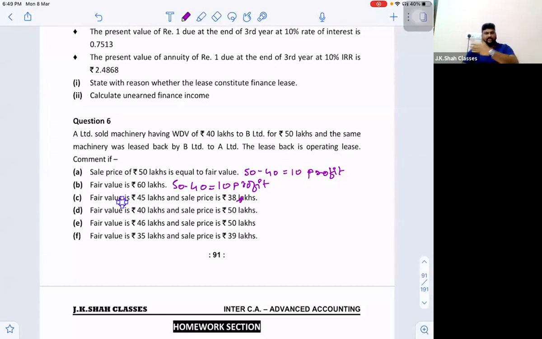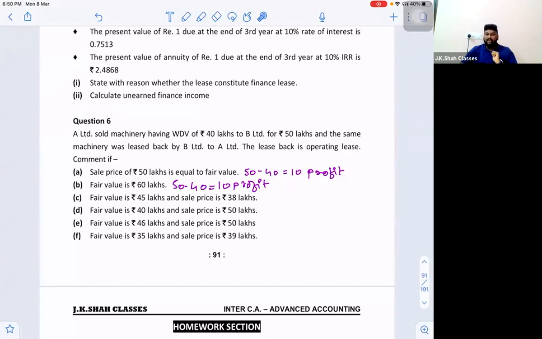Correct? Ignore the fair value now. Leave it aside. Fair value has got nothing to do now. Simply answer. 40 lakh worth of asset is sold for 38 lakhs. Can I say there is a 2 lakh loss? So this 2 lakh will be recorded immediately if it is not compensated by a future lease payment below the fair value. But if it is compensated by a future lease payment below the fair value, then it has to be amortized. That logic is applied over here.